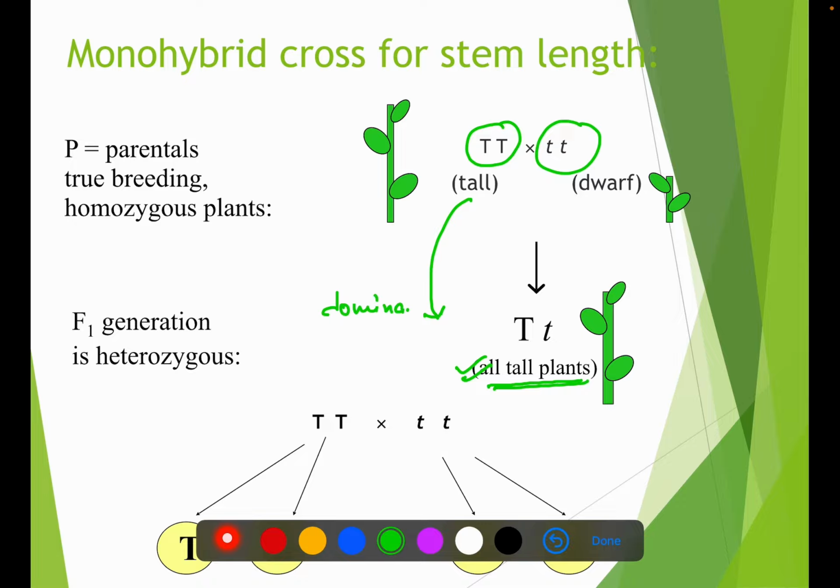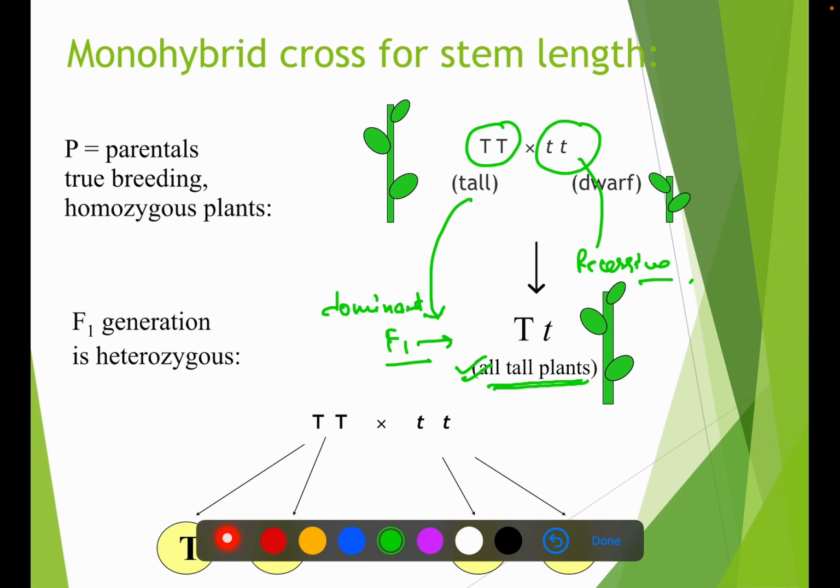So this is the dominant character. Now the one which could not express itself, that is what we call the recessive character. So this is the first law, and from here one thing we can say is that whatever character is expressed in F1, that is the dominant character.